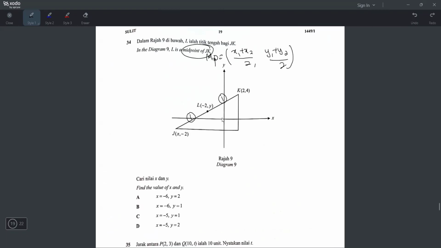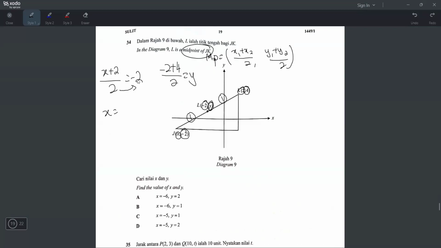So that means if L is the midpoint, the x coordinates of the two end points, when you add them and divide by 2, you will get -2. That means x plus 2, divided by 2, equals -2, right? And then for the y coordinate, -2 plus 4, and when you divide by 2, it will give you the midpoint y coordinate, which is y, right? So now you can solve for x.